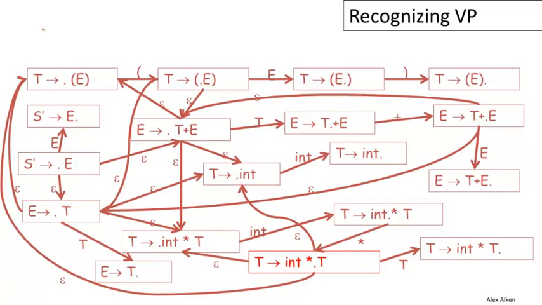And that's the full automaton. Those are all the states and all the transitions for the automaton that recognizes the viable prefixes of this grammar.